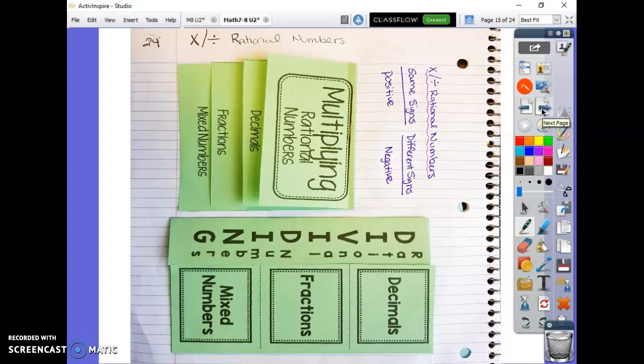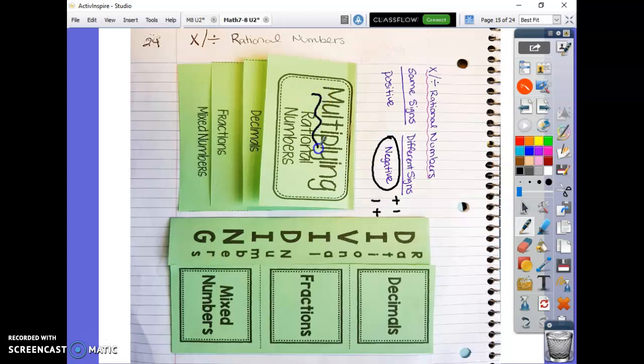Go ahead and watch the video on how to set up the multiplying and dividing foldables before you watch this video. I have a couple of notes on the side, multiplying and dividing rational numbers. Whenever you're multiplying and dividing two numbers with the same signs, your answer is always going to be positive. Just like when we're multiplying and dividing integers, the same exact rules apply for rational numbers also. If you have two numbers with different signs, so you have a negative and a positive, or a positive and a negative, your answer is always going to be a negative number.